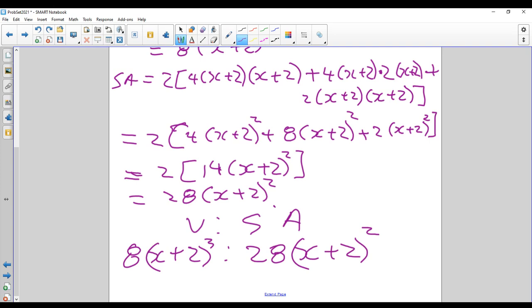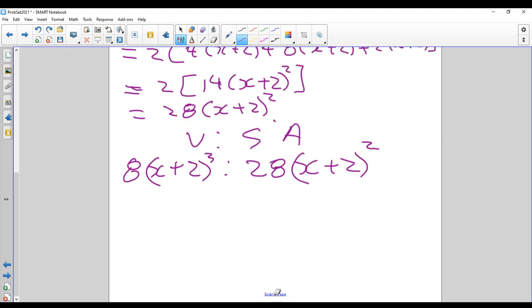It's correct as it is, but it's not simplified, right? This is the ratio of the volume, which is this, to the surface area, which is this. Can we reduce this down? Absolutely. If you have a ratio, then it means that you can divide both sides of the ratio by the same thing. What can I divide the two sides of this ratio by? Think of it like a fraction. A ratio is just like a fraction, like a numerator and a denominator. Can I divide both sides of this ratio by anything? There's an 8 here and a 28. Let's start with that. Yes. I can divide that by 4.